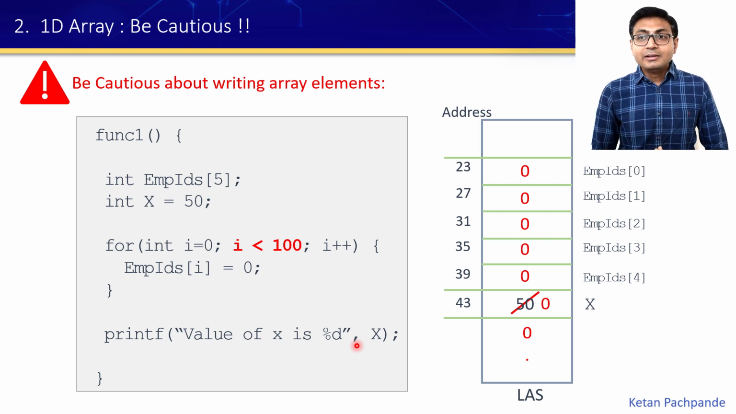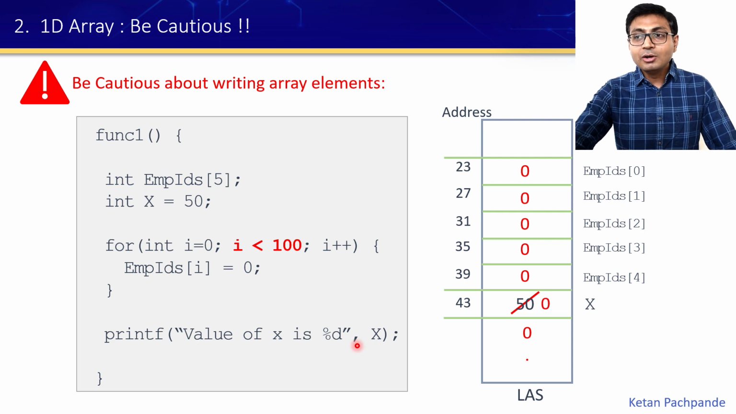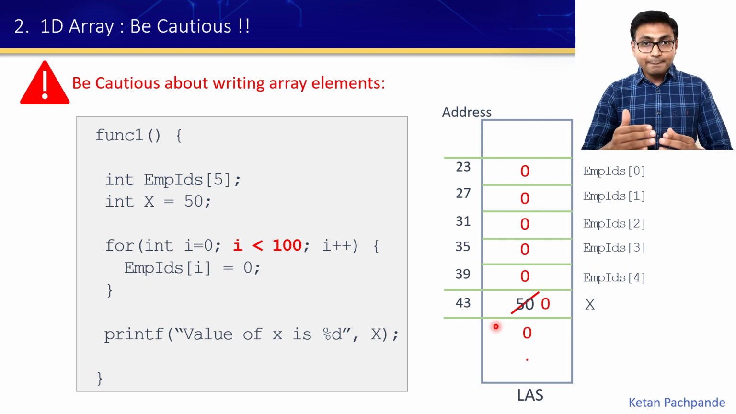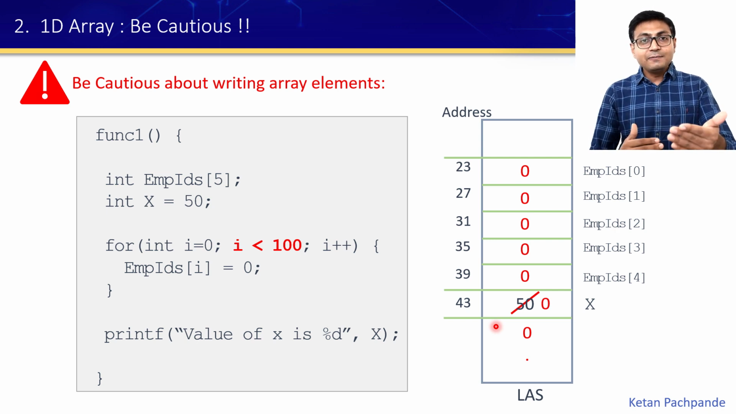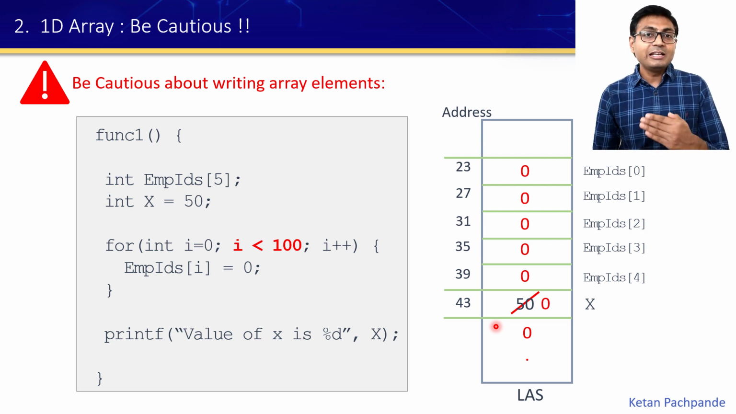Alright. This program may behave differently when you execute it on your machine, because it all depends on what is the placement of this variable x. Is it placed below the array or is it placed above the array? You as a programmer do not know that. Alright. So if it is just placed below the array and if you overflow the array writing, then definitely your variables are going to be affected.